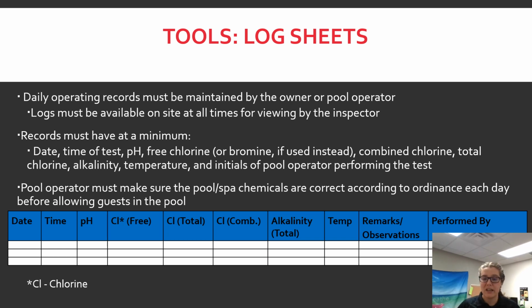Your records need to have at a minimum, if you have more than this, that's great. But at a minimum, it needs a date, a time, pH, chlorine, both free, total, and combined, alkalinity, temperature, remarks and observations. That's if you add something, if you backwash something, if you think it looks hazy, whatnot, and then who did it. So you can contact them if something goes wrong the next day, and you can ask, did you do something? Okay.